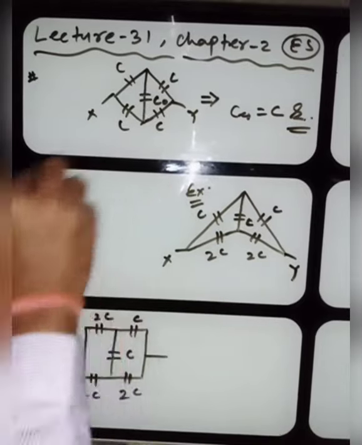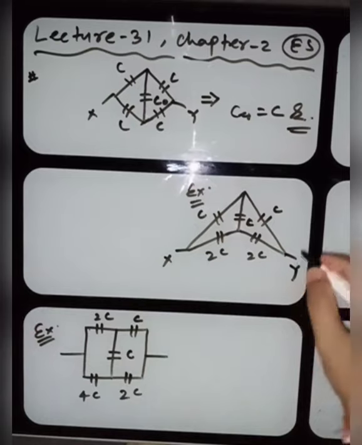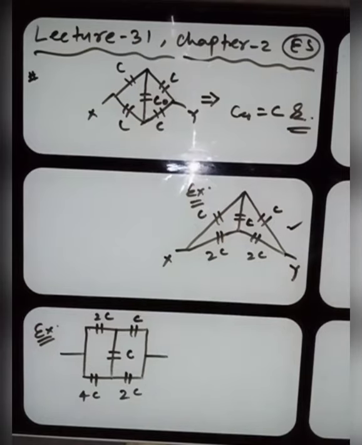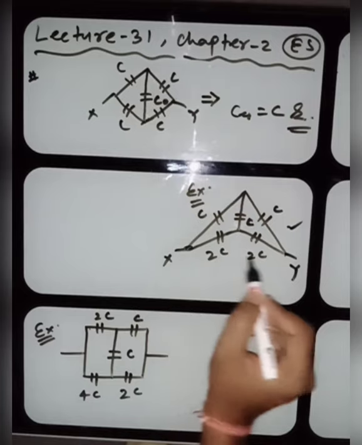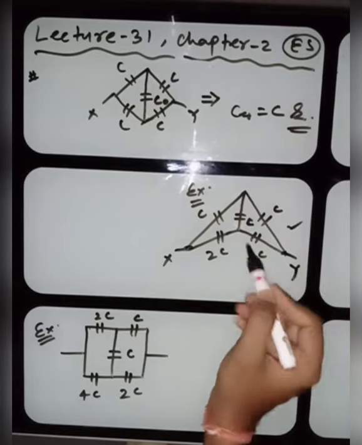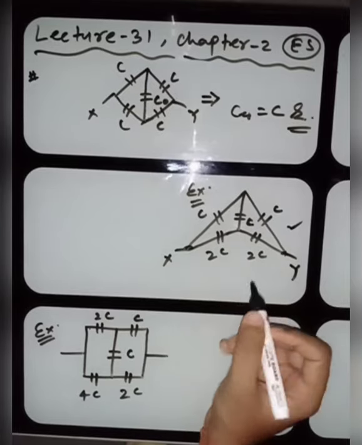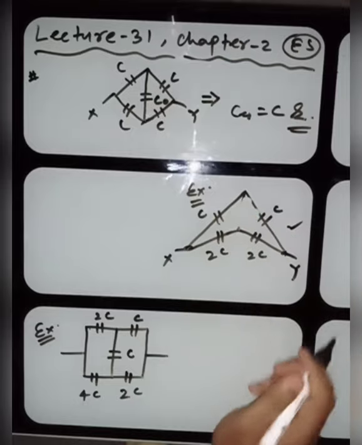Whether this one is the balanced Wheatstone bridge, and the answer is yes. This is a balanced Wheatstone bridge. How is it? If the terminal is here, then C by 2C, which is equal to C by 2C. So this will be removed.